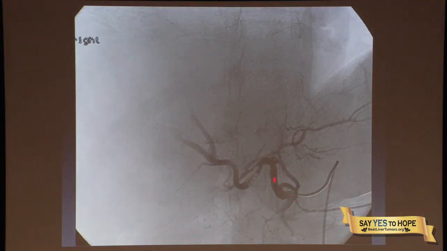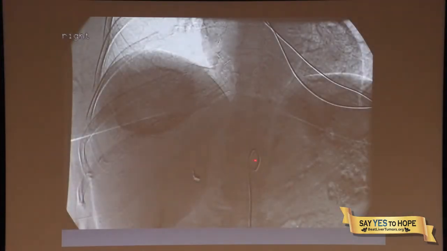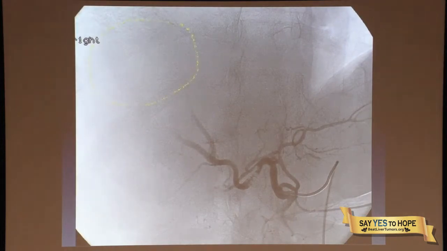At this point we put a little catheter all the way down here. I'll show you here. The catheter went all the way into there. We injected chemotherapy along with little beads. So what we did is now there's chemotherapy stuck in the tumor, and then we shut the blood supply off. Now you can see here's another picture. That's where the tumor was.